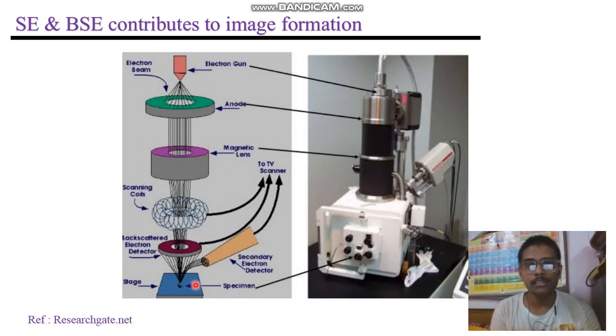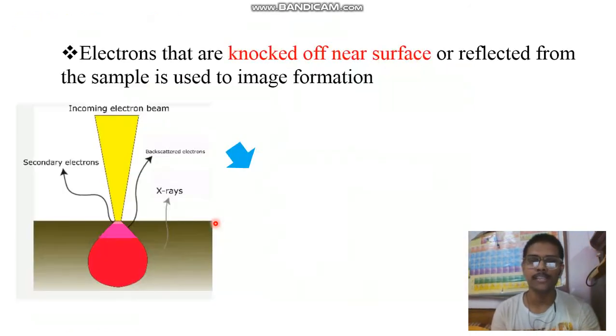After making some interactions, there will be some type of coming back electron, denoted by SE and BSE, which are called the secondary electron and the backscattered electron. What is that? We will see in a minute. So this secondary electron and backscattered electron come back from the specimen and are captured by some detector which helps to form the image. Now one question is obviously going on in your mind. What is the secondary electron? What is the backscattered electron? Exactly, we are coming to those questions.